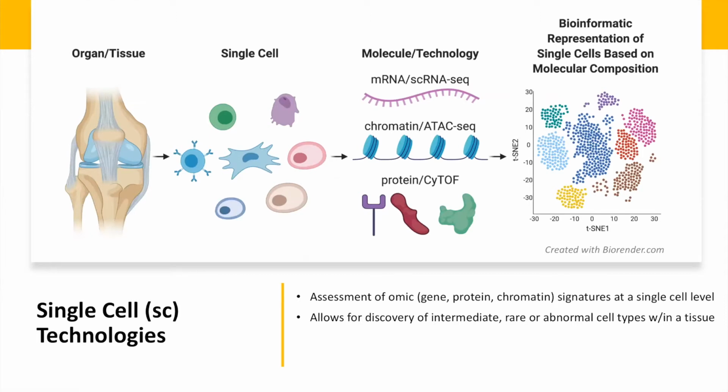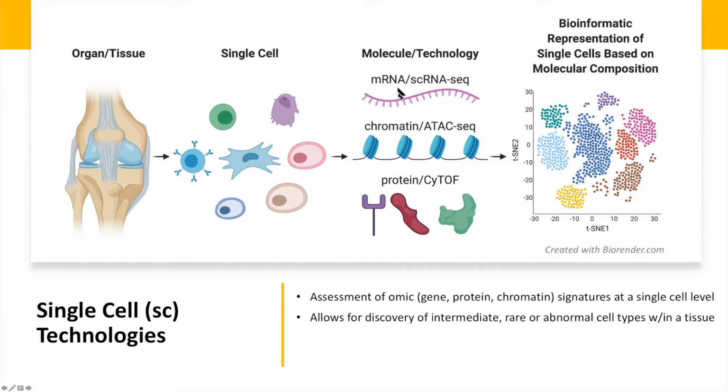Moving on to single cell technologies, it's as simple as what you would imagine it would be. So you could take a tissue, in this case, a bone or cartilage or ligaments from a joint. You can isolate individual cells from those tissues. And then you can use the technology of your choice to look at molecules.